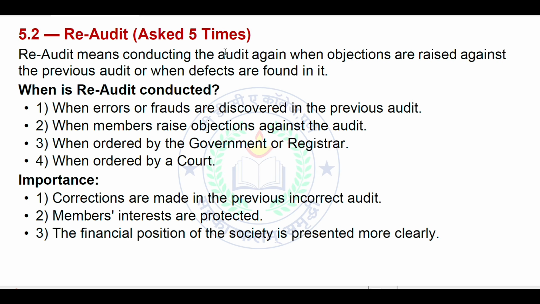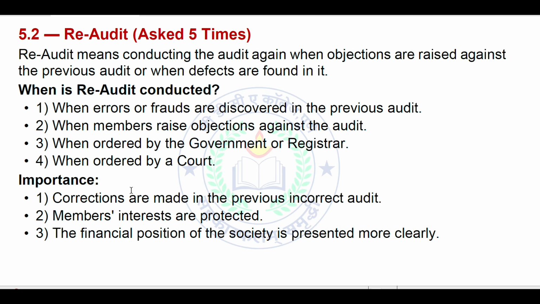Re-audit means conducting the audit again when objections are raised against the previous audit or when defects are found in it. Re-audit is conducted: number one, when errors or frauds are discovered in the previous audit. Number two, when members raise objection against the audit. Number three, when ordered by the government or registrar. Number four, when ordered by court. So in these terms, re-audit happens.